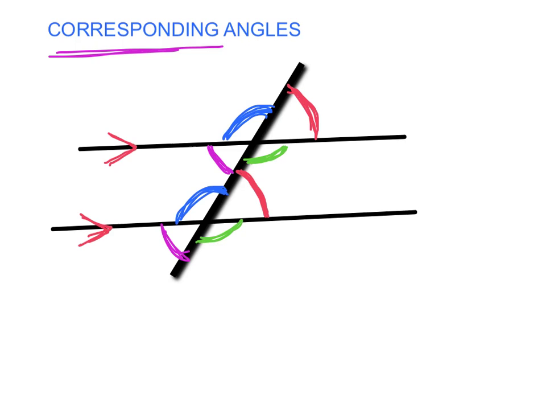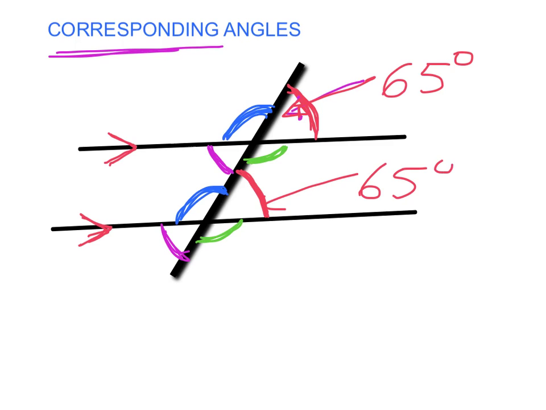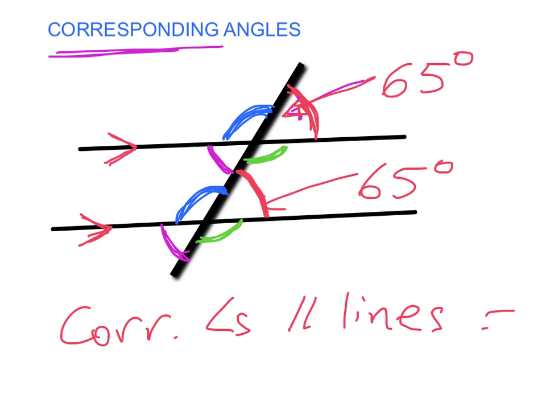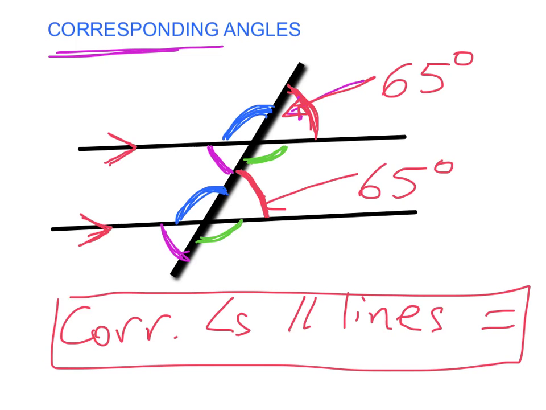For example, if this angle in here is 65 degrees, that means we know that this one will also be 65 degrees. And we write that as corresponding angles, parallel lines, are equal. So that's your shorthand there. Remember, you've got that sheet that you've got stuck in your book with all the angle rules on it. Okay, on to the next one.